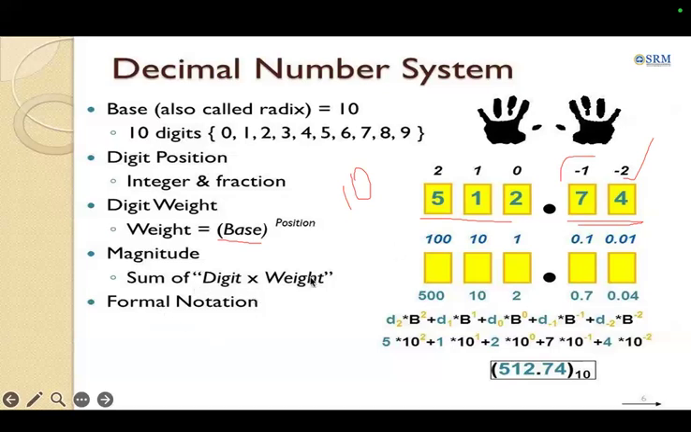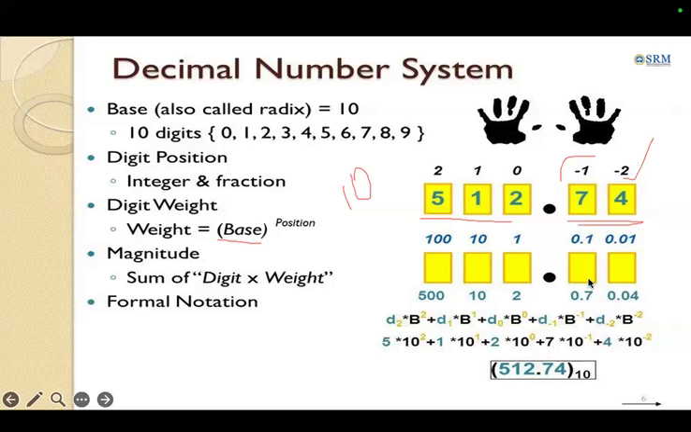So the magnitude will be what? Digit into weight. The coefficients are exactly the digits, and each should be multiplied by its weightage. The weightage is calculated as base to the power of position. So 10 power 0 is what? 1. 10 power 1 is 10. 10 power 2 is 100. These are the positional weights for the integer portion of the decimal system.